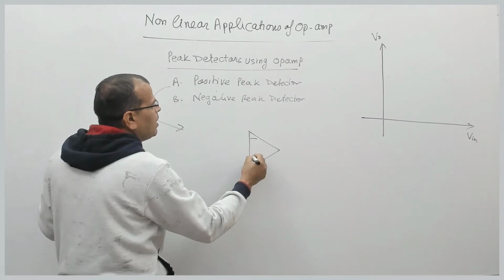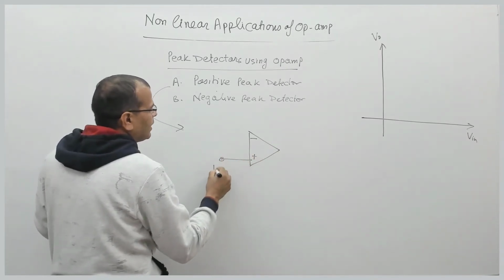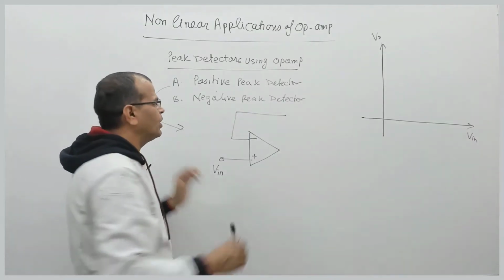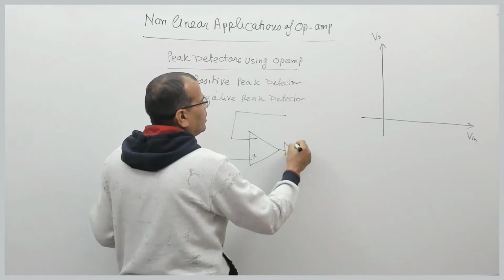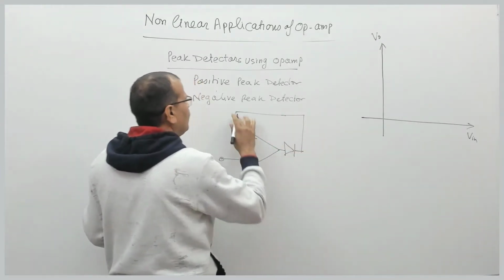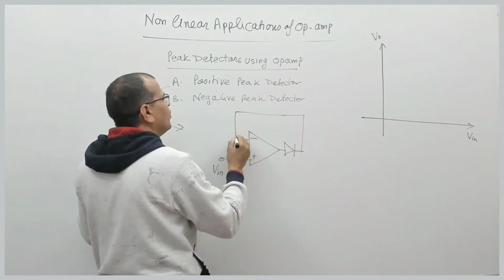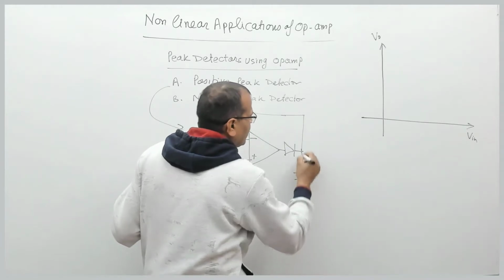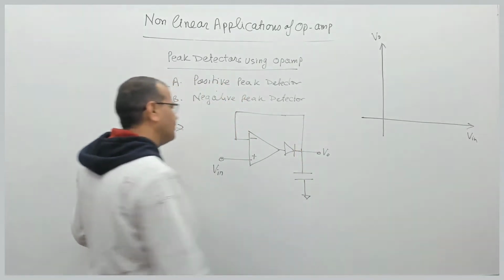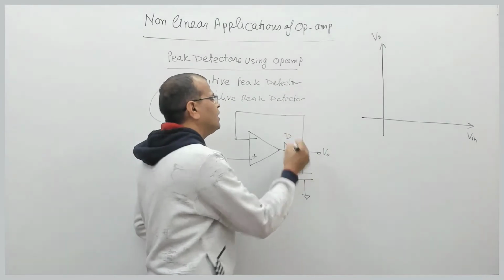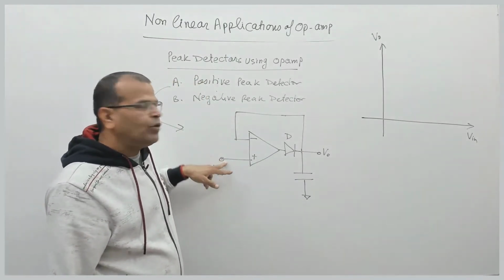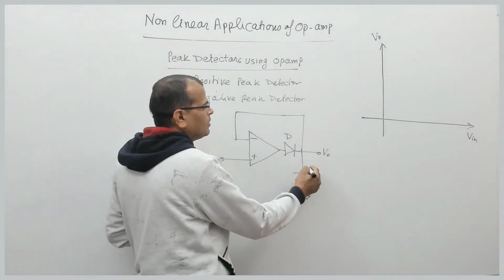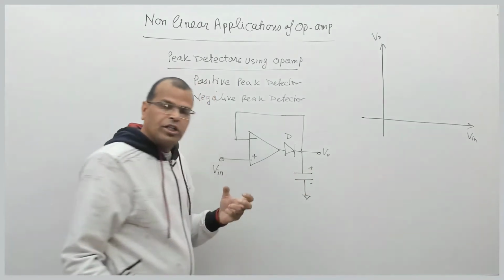We have a simple voltage follower circuit like this, with a diode connected at the output of the op-amp. It's not exactly a voltage follower, but a circuit like this, and we connect a capacitor at the output terminal. This is V0. Now see it carefully. When input voltage is positive, the diode is forward biased and the capacitor gets charged.